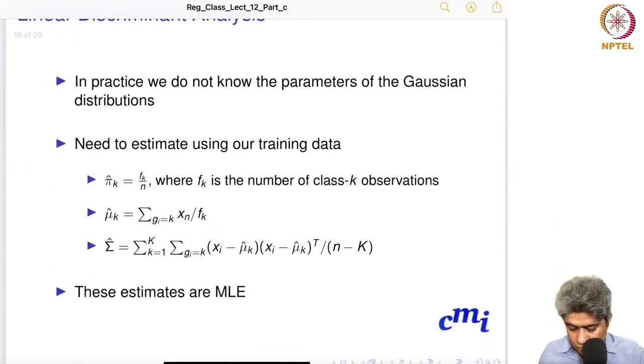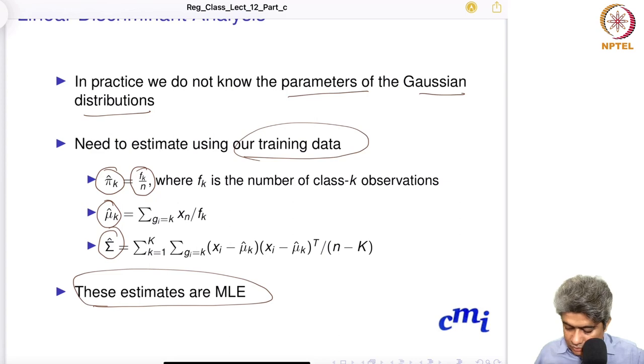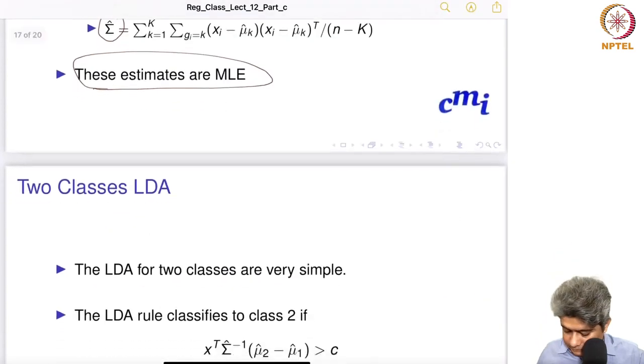In practice we do not know the parameters of the Gaussian distribution, so you need to estimate them from the training data. How do you do that? For pi_k, you can just take the frequency, the proportion of data points that belong to class k. Mu_k is simply the sample mean, and the covariance matrix is the sample covariance matrix. These estimates are all maximum likelihood estimates, so you can use them.